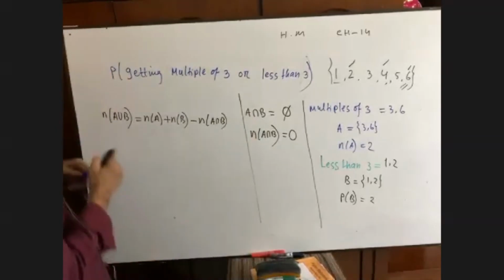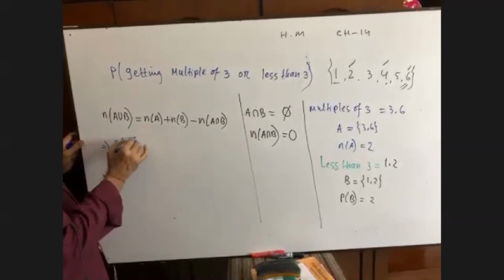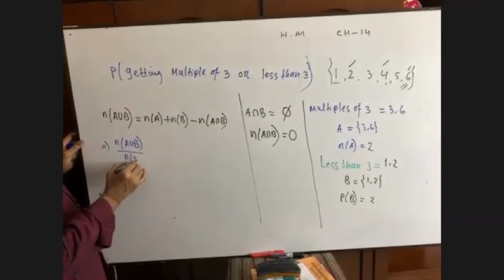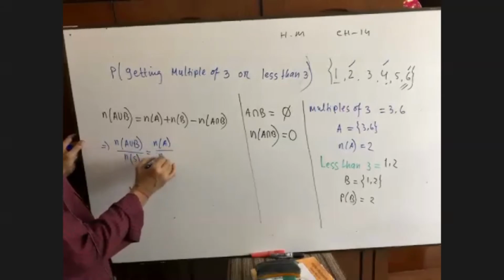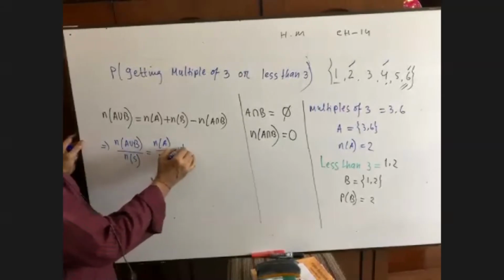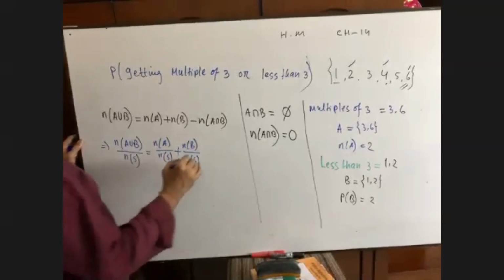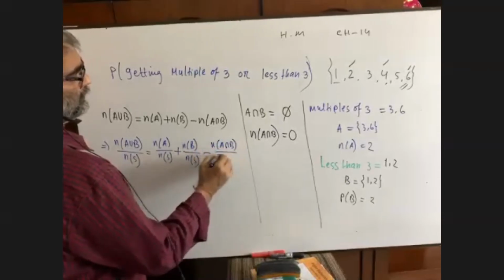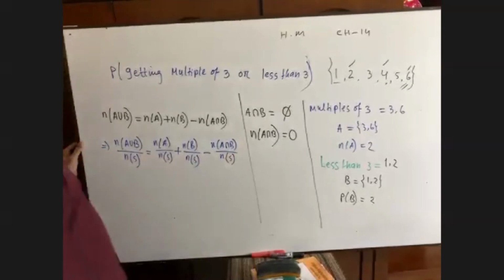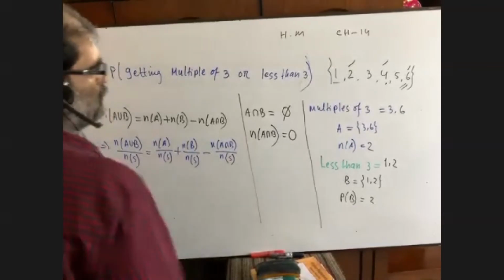Now you see, you divide by n of S. n of A union B by n of S is equal to n of A by n of S plus n of B by n of S minus n of A intersection B by n of S. I have divided by total outcomes. n of S means the number of total outcomes. So what is the total outcomes? 6.